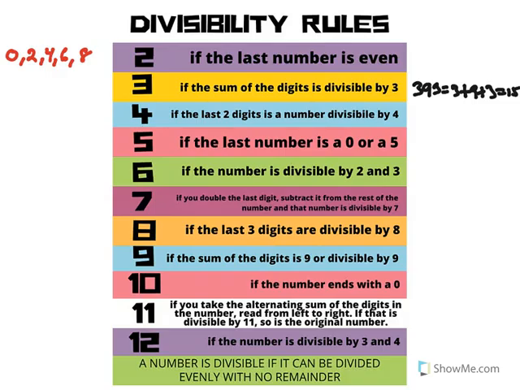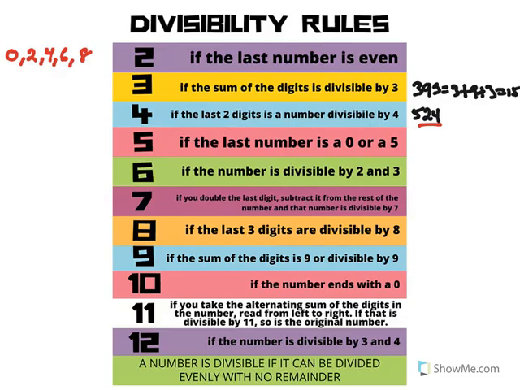Okay, if a number is divisible by 4, then the last two digits must be divisible by 4. So if you have 524, well, 24, is that divisible by 4? Because you look at the last two digits. 24 divided by 4: 4, 8, 12, 16, 20, and 24, 4 goes into it 6 times. Therefore, 524 is divisible by 4.